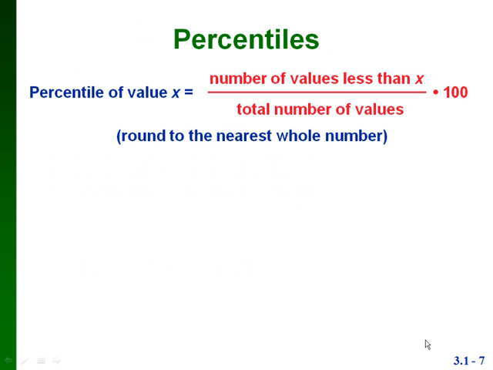Okay, on to percentiles. And again, a percentile, if you're looking at a list of data, then the percentile value of a specific data value means that that many percent of the other data values are less than it. So to actually calculate the percentile of a specific data value in a list, we find the number of values that are less than that data value, divide by the total number of values in our list, and multiply by 100 to get it into a percentage form. Once we have that, we round to the nearest whole number.